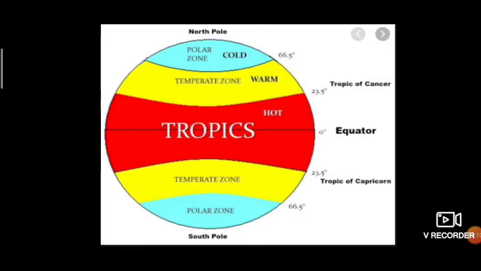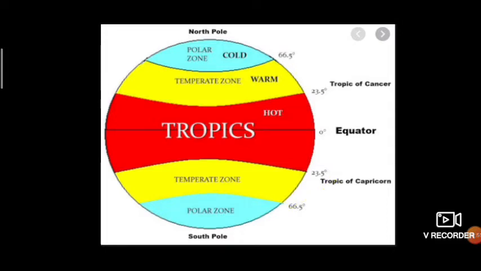So you can see this is the longest latitude, equator, then Tropic of Cancer in northern hemisphere, then Arctic Circle in northern hemisphere, Tropic of Capricorn in southern hemisphere, and Antarctic Circle in southern hemisphere. So this is North Pole, this is South Pole. Equator divides our earth into 2 equal parts, northern hemisphere and southern hemisphere.